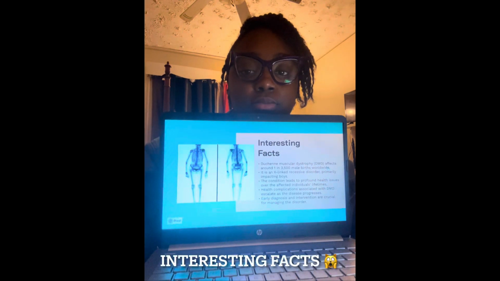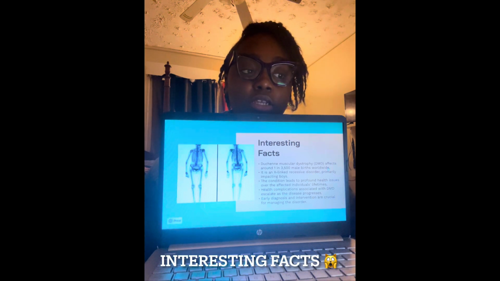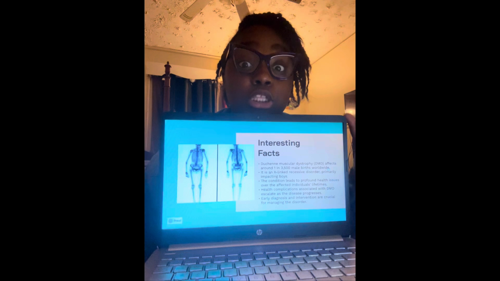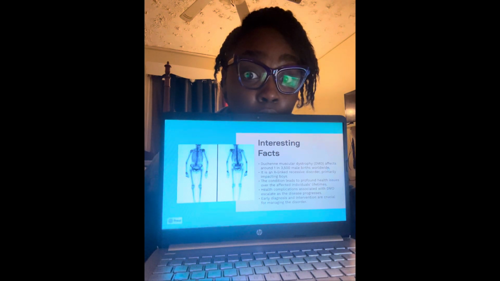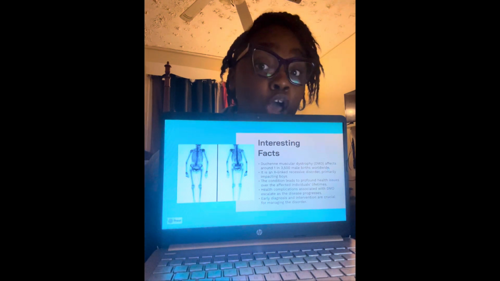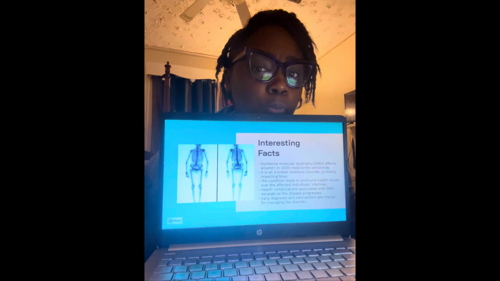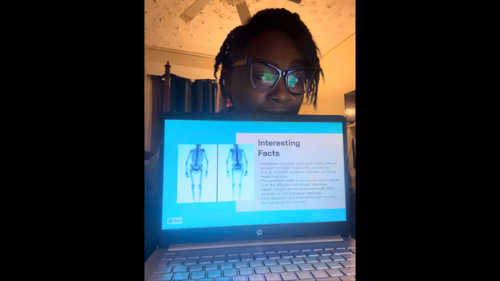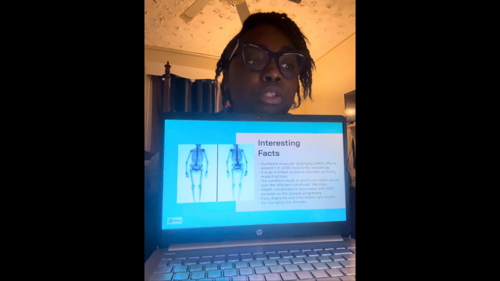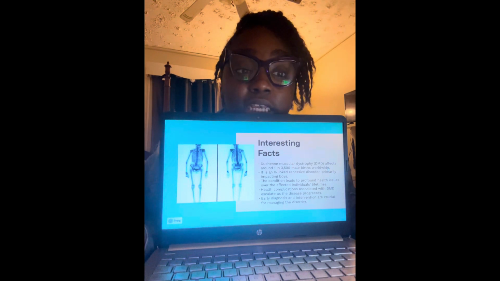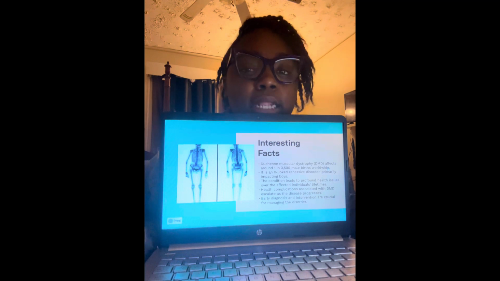Interesting facts. Duchenne muscular dystrophy, DMD, affects around 1 in 3,500 male births worldwide. It is an X-linked recessive disorder, primarily impacting boys.